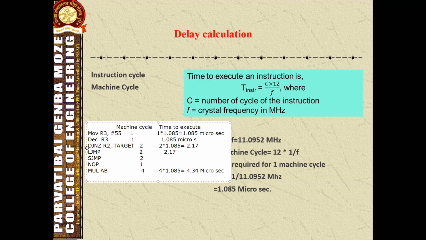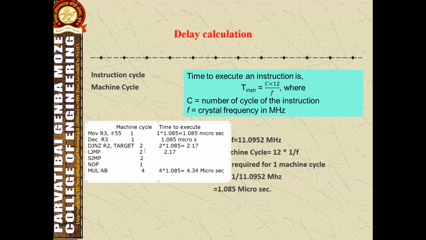See another instruction. This is DJNZ R2, with the target whatever the value is there: jump if the R2 value is not 0, otherwise it will decrement. So this is a 2 byte instruction which will take two machine cycles for execution. The time required for executing one machine cycle is 1.085, so the total time required for executing two machine cycles is 2 into this much. So 2.17 microsecond time is required for executing this instruction.